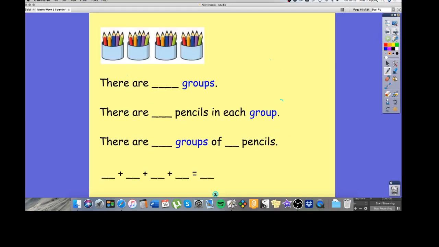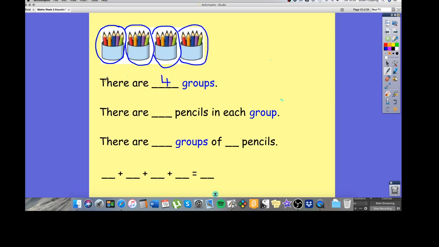And here we have some groups. So this is just like yesterday's counting in twos. Okay, so first of all, we need to know how many groups there are. Well, that is the pencil pots. So we've got 1 group, 2 groups, 3 groups, 4 groups. So I can put my 4 in here.